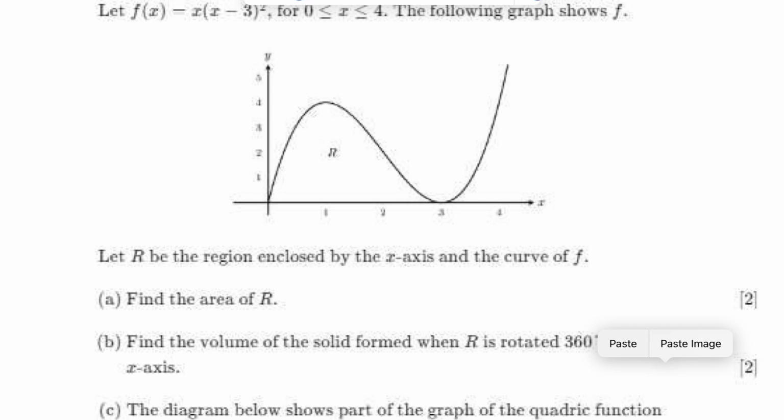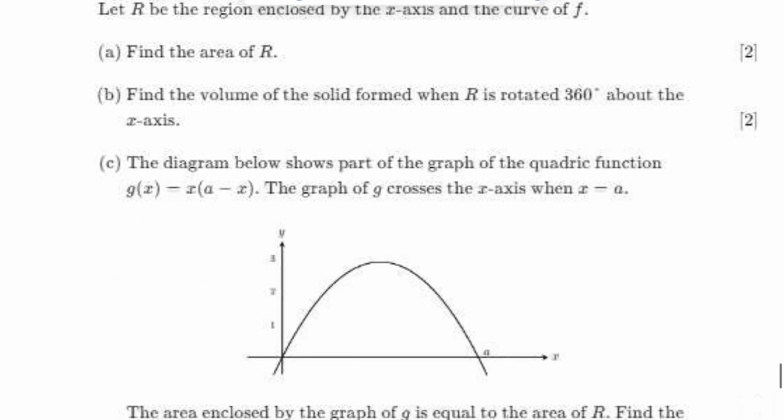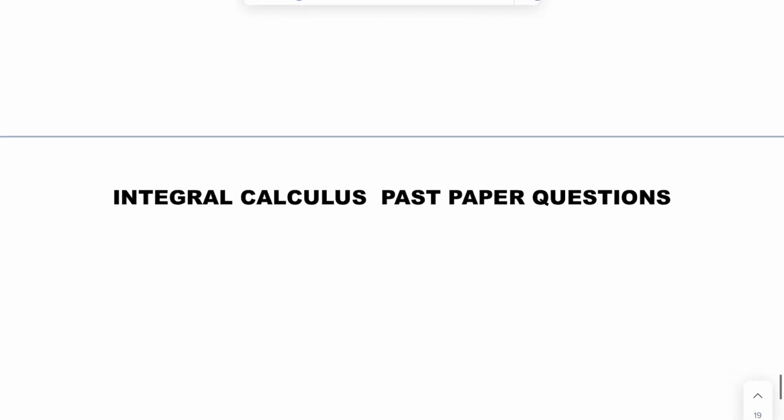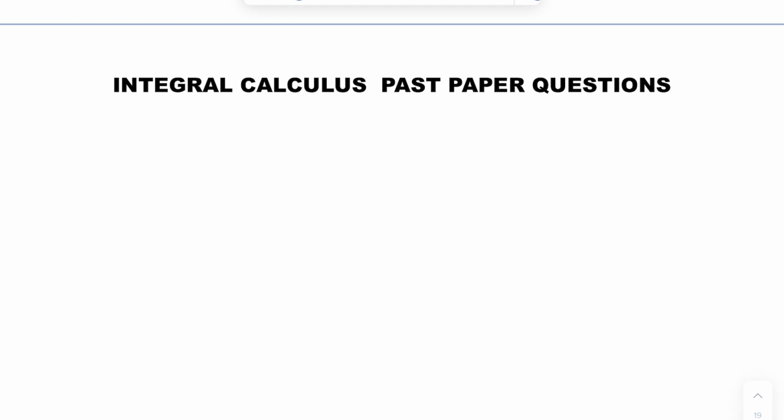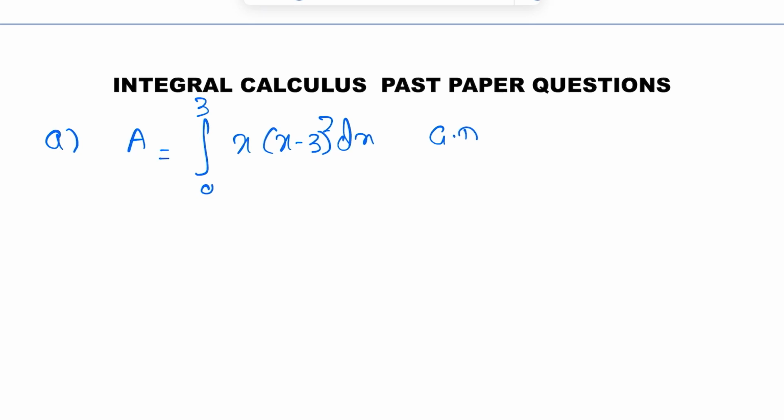So area is nothing but the integral of y dx. So area equals the integral with limits from 0 to 3 of y dx, where y is x times (x − 3) whole squared, dx. Use the GDC, and you should get approximately 6.75.